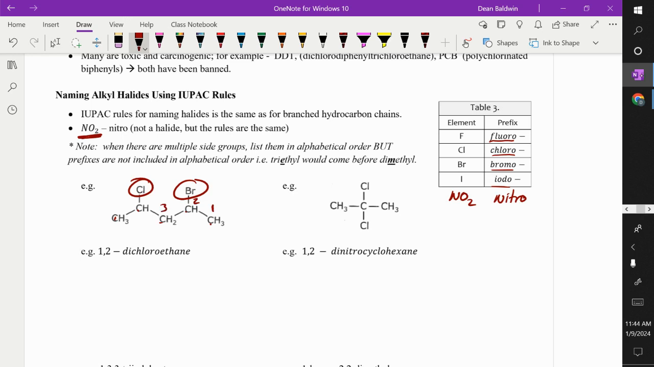1, 2, 3, 4. So we go 2-bromo, 4-chloro, and then how many carbons? 5, so it's pentane.